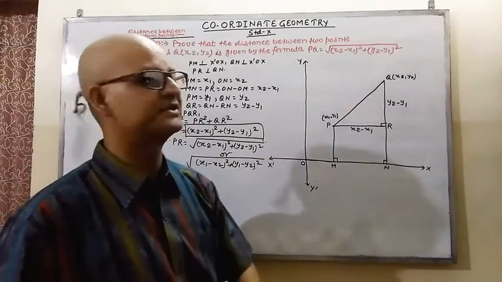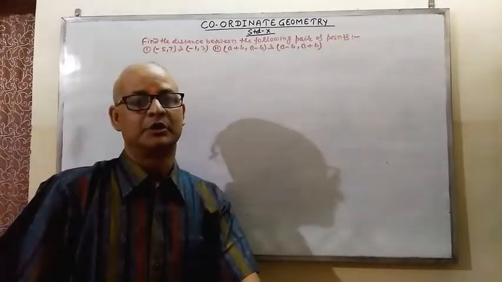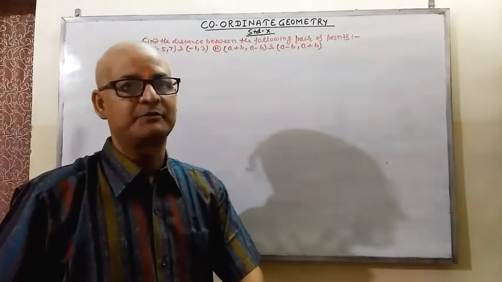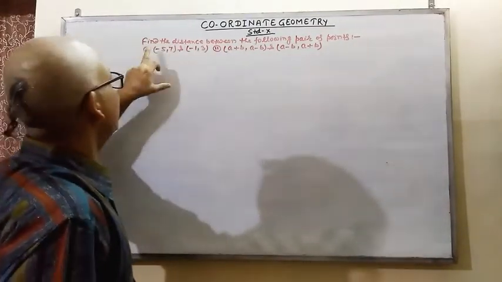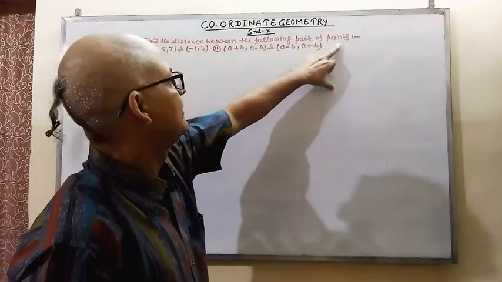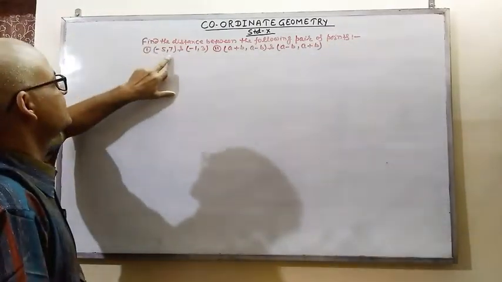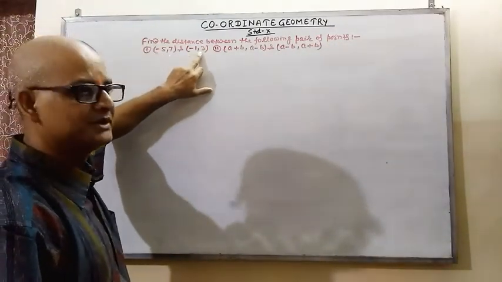So now this is the distance formula. Now you see how to use this distance formula. For example, find the distance between the following pair of points. First one, minus 5, 7 and minus 1, 3.